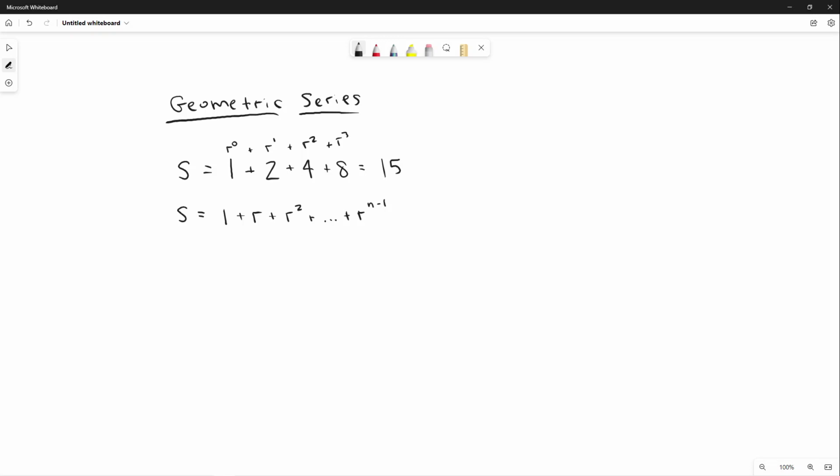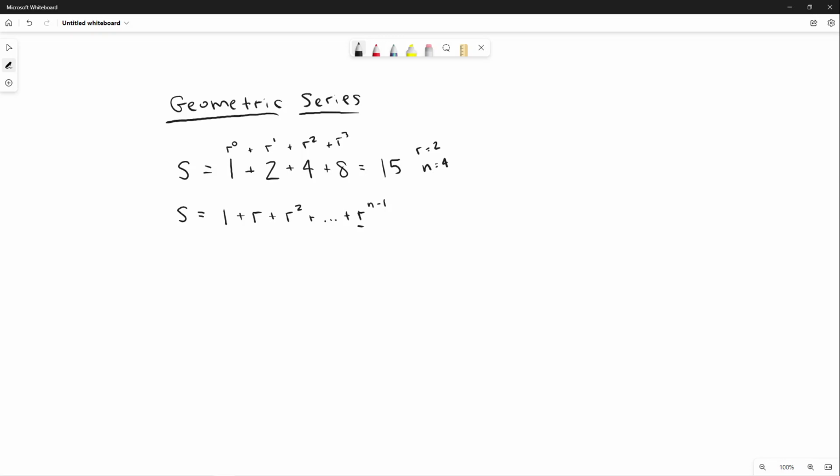So it's the number of terms minus 1 that the last term is raised to. So in this case, it's the third power. There's 4 terms, so it's 1 less than the number of terms in the series. So that's why we stop at R to the n minus 1. Okay, so now we have our series, and for our example up here, R is equal to 2, and the number of terms here is equal to 4.